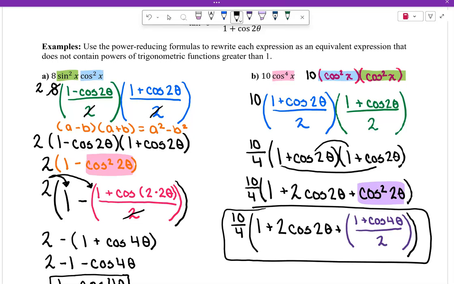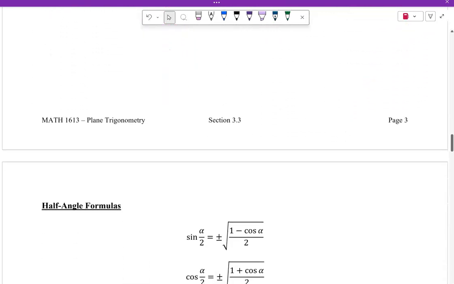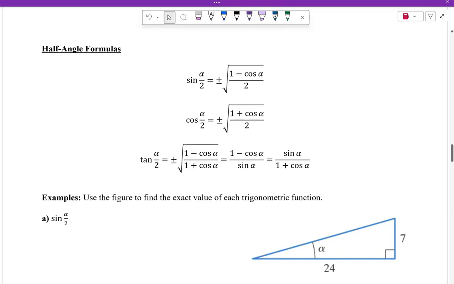Okay, let's go to the next one. So on the next one, we're going to go ahead and go with our half angle formulas. Notice here, there's pluses and minuses in them, because the pluses and minuses actually depends on what quadrant you're in. So you will have to pay attention to what quadrant you are. And so the first thing we're going to practice is just practicing the formulas. Okay.